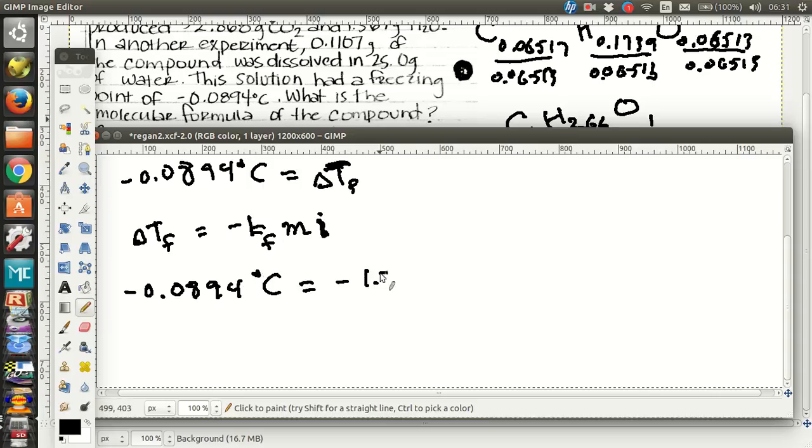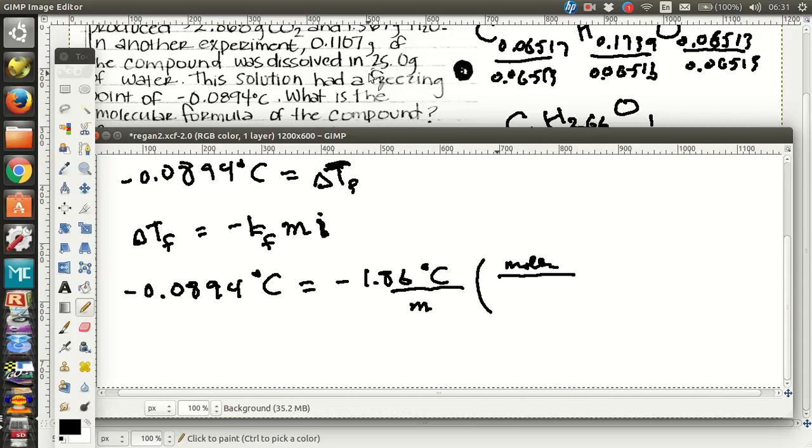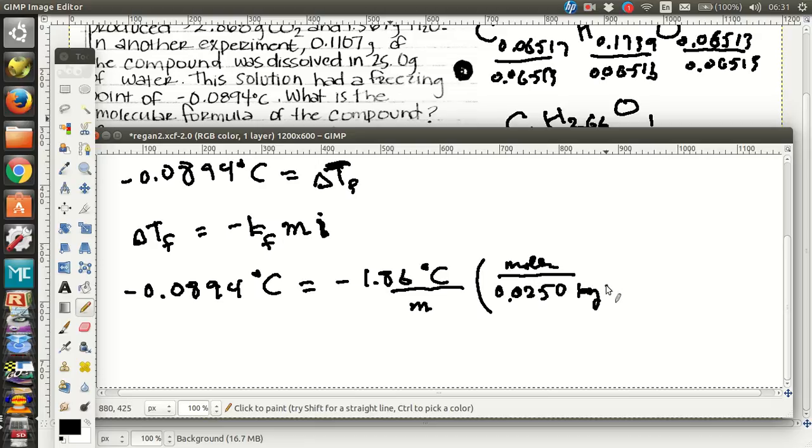The constant for freezing point depression when water is involved is this number, in units of degrees Celsius per molal, and molal is moles over kilograms. So the molality, this m here, is the moles of the compound divided by kilograms of water. In this case it was 25.0 grams of water. Move that decimal point to the left 3 times, 1, 2, 3, and you get 0.0250 kilograms of water. Now the i factor is just 1, because it's molecular, not ionic.